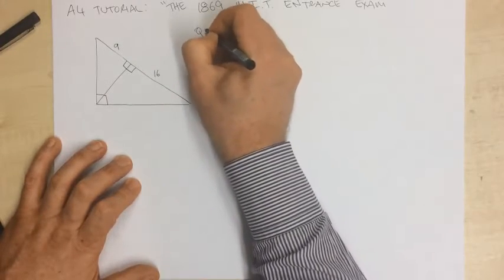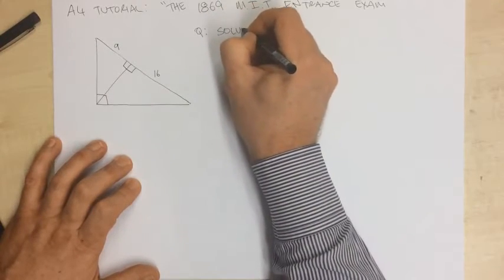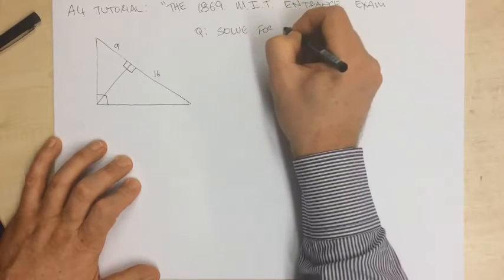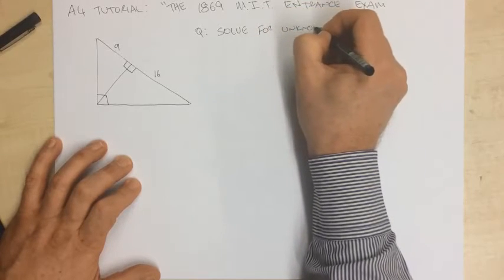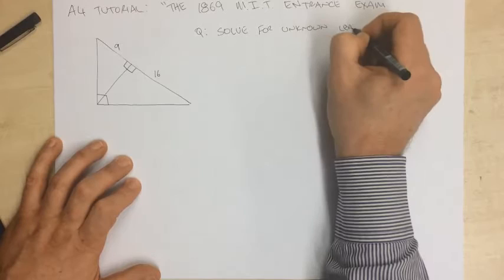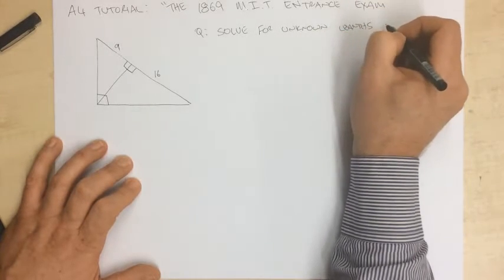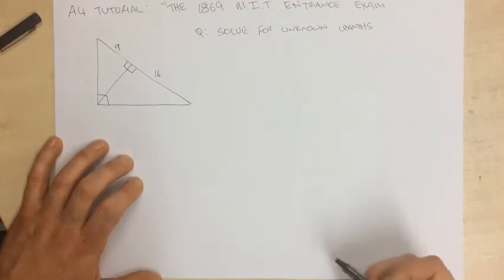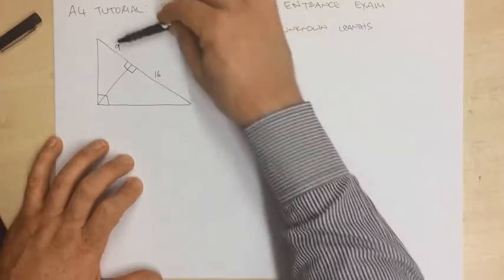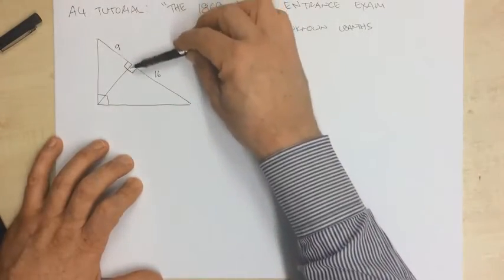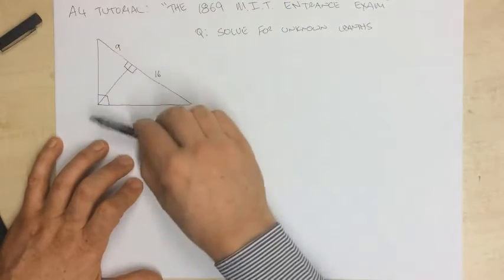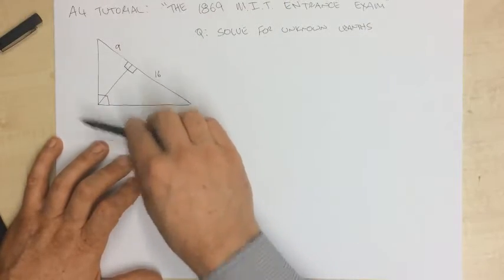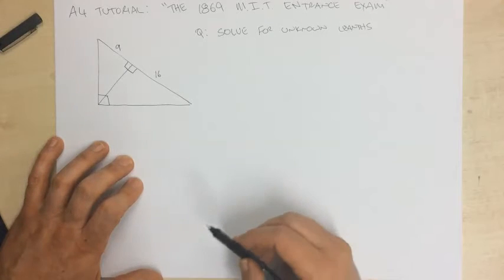And the question basically says, solve for unknown lengths. And some people look at this and they say, yeah, I understand that this is 25 long, but we don't know any of these other lengths, so the question becomes, how long are these?